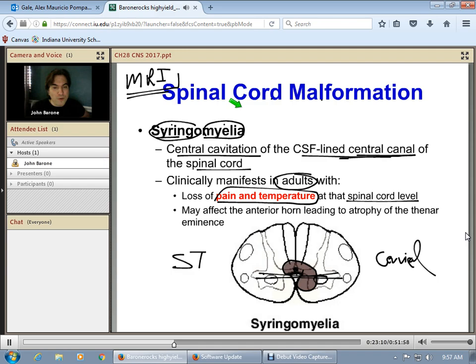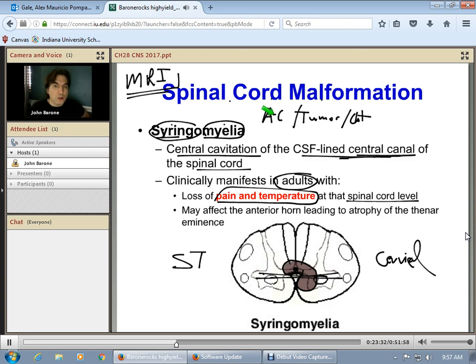All right, now one more thing about this syrinx, okay? We said it was associated with Arnold Chiari. It's also associated with other things that push on the cord as well. How about a tumor? How about a spinal cord tumor? How about a hematoma? Maybe you had trauma and you have a blood clot. How about a clot? So I'm just listing some of the associations.